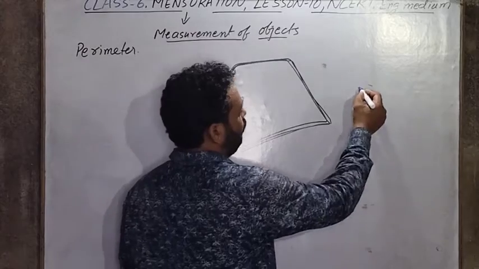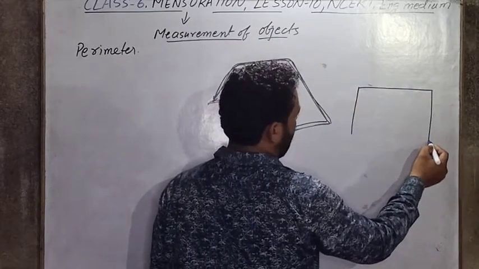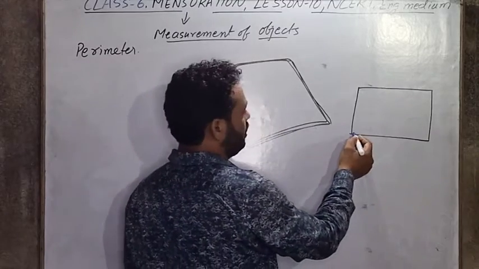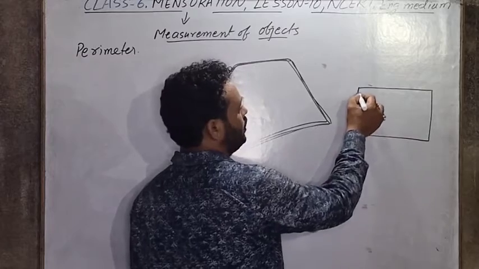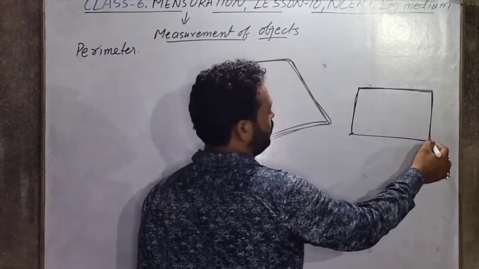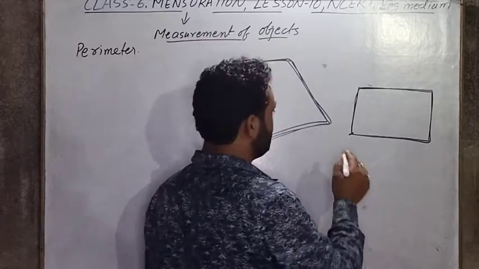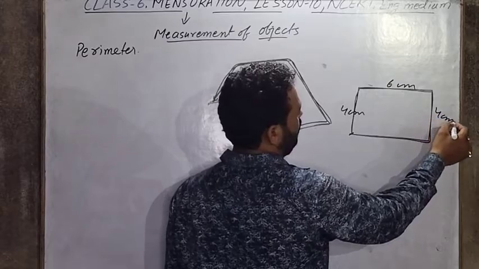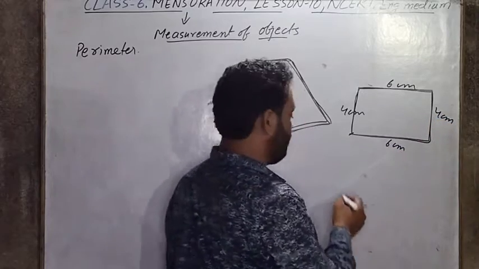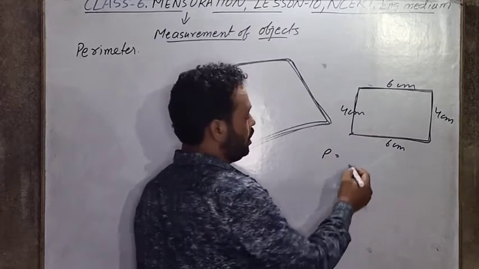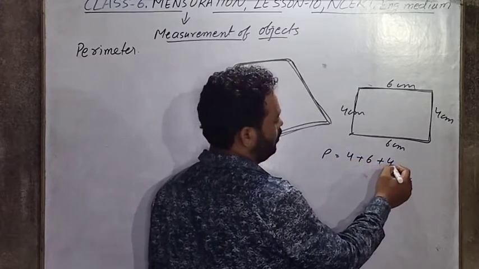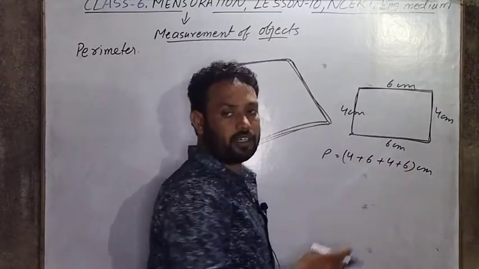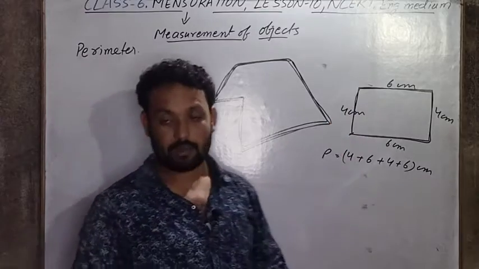If you are taking a rectangle, like a table, the distance from here to here, then from here to here, from here to here, and from here to here. If the sides are given 4 centimeter, 6 centimeter, 4 centimeter, 6 centimeter, then the perimeter of this table will be 4 plus 6 plus 4 plus 6 centimeter, because the distance covered in one round is known as perimeter.